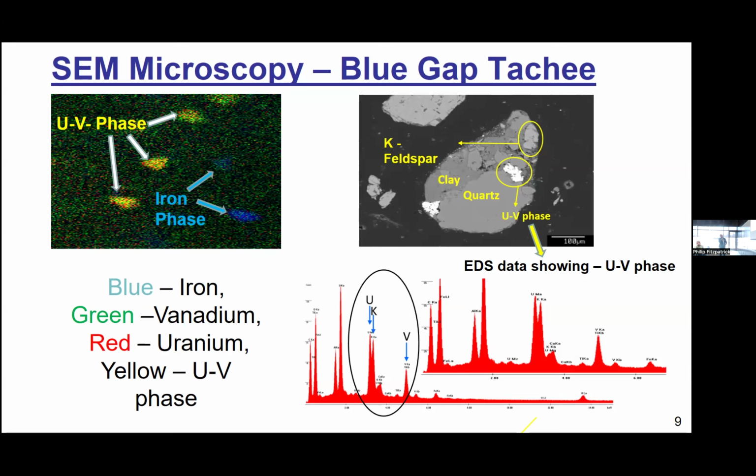So what we see here is this very nice combination. You see the red and green, and if you bring this together, then you have this yellow. This is a uranium vanadate phase, and that is confirmed by the peaks that we see for uranium and vanadium.